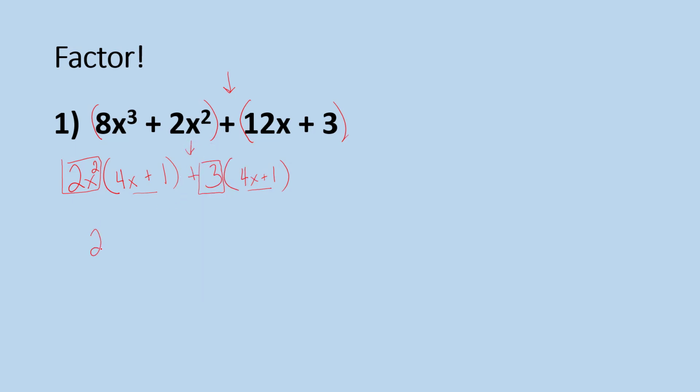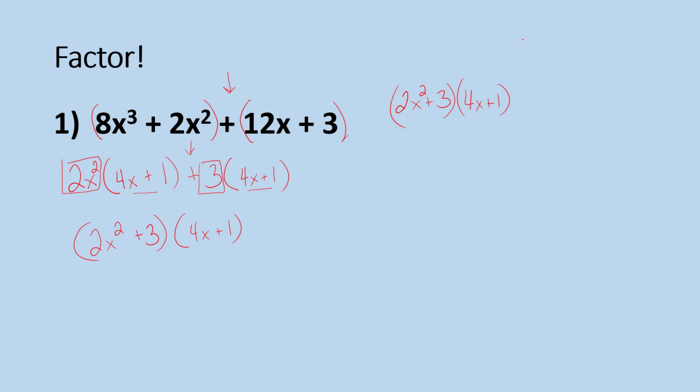So we have 2x squared plus 3. And I will keep one of the values in the parentheses because it's a duplicate of itself. So 4x plus 1. That's our solution. Now, can we check it to make sure we did everything right? Sure. 2x squared plus 3 times 4x plus 1.